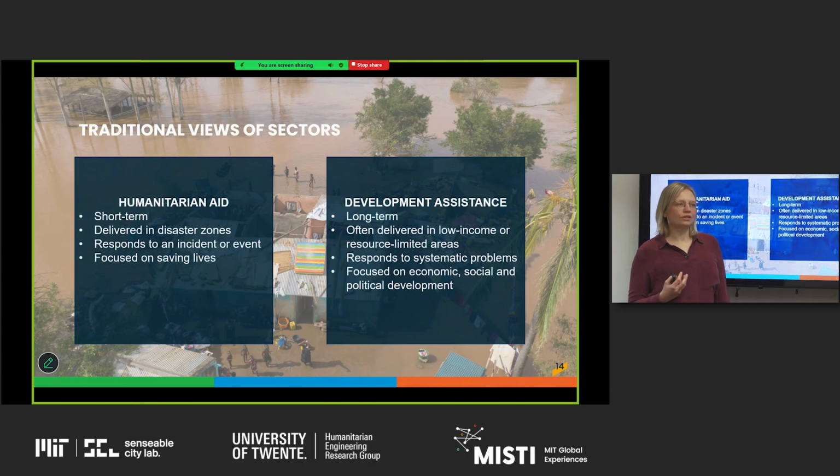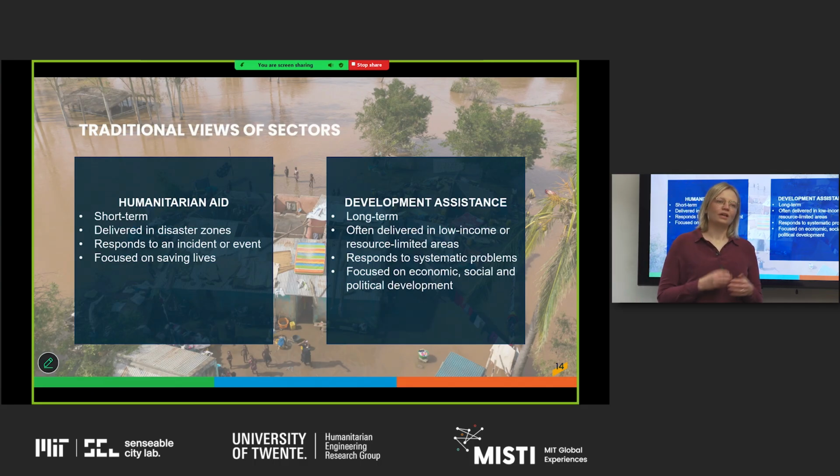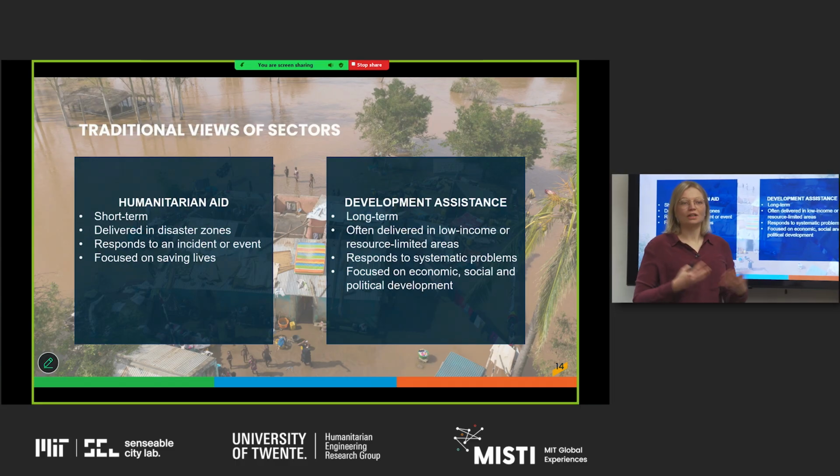But basically how it was for a long time was humanitarian aid was more short-term and was really focused on what happens after a disaster. So there's an incident happening and we need to deploy some services. So for example, what you saw in the background, there's a flooding. How can we save lives? How can we retrieve the people from these situations where they are suffering?